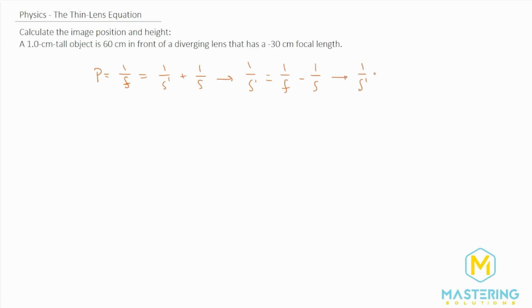So 1 over s prime is equal to 1 over the focal length. And since it's a diverging lens, the focal length will be negative, meaning a negative powered lens for diverging. So negative 0.3 meters. And then we're going to subtract 1 over the object distance, which is 60 centimeters in front of the lens, so this one will be positive. The sign conventions for these are really important. If you understand them well, you'll do amazing on these types of questions on your test.